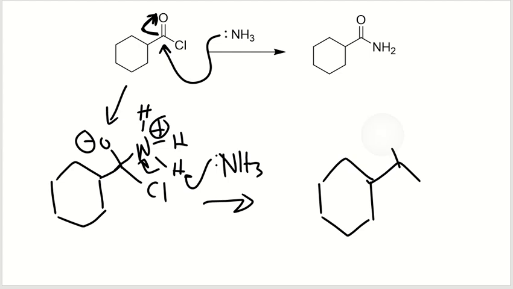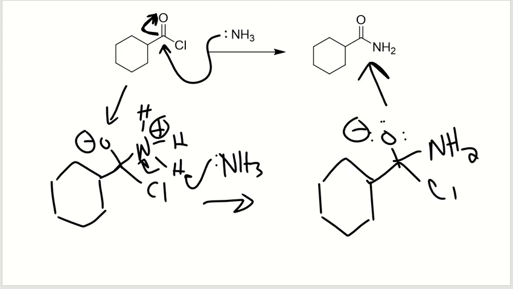So we're going to have our oxygen negatively charged. We're going to have our nitrogen now with 2 hydrogens, because we lost one of them during the proton transfer, and we're going to have our chlorine. The last step is going to be reforming our double bond to form the carbonyl and kicking out the chlorine. Because the oxygen is using electrons to form a new bond, it's going to go from negatively charged to neutral in the end.